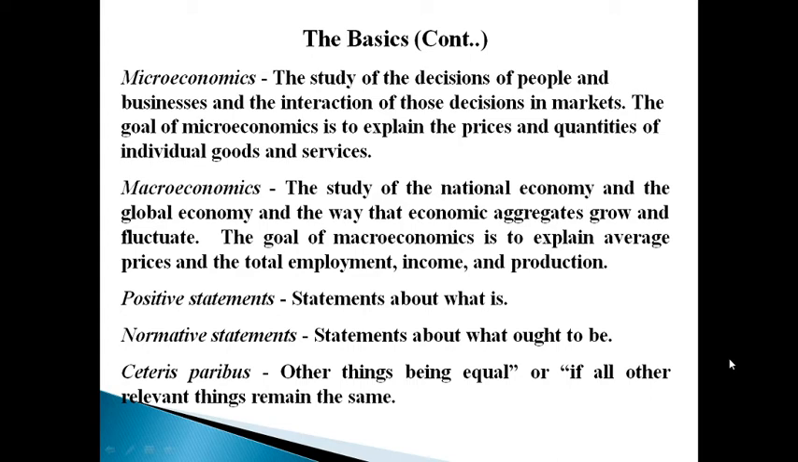What is microeconomics? The study of the decisions of people and businesses and the interaction of those decisions in the market. The goal of microeconomics is to explain the prices and quantities of individual goods and services. Macroeconomics is the study of the national economy and the global economy and the way that economic aggregates grow and fluctuate. The goal of macroeconomics is to explain average prices and the total employment, income and production of a country.